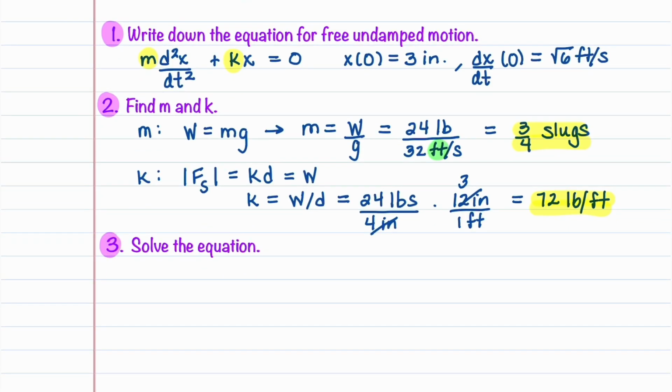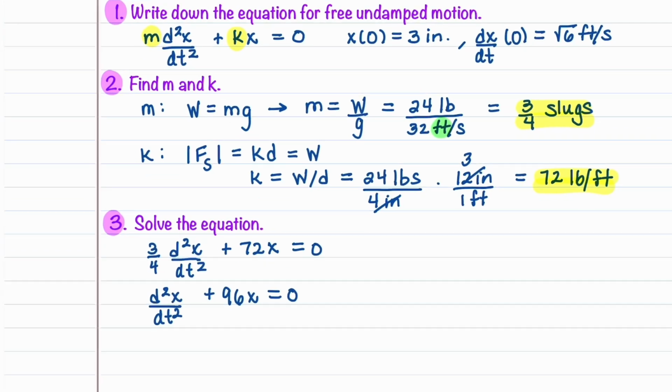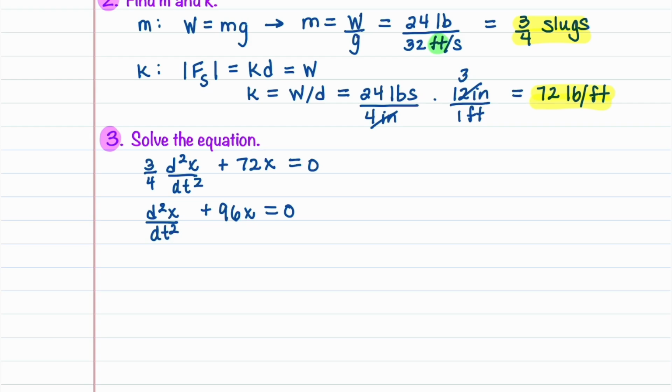What we have to do now is solve the equation. Let's begin by substituting the values that we just found for m and k into our equation. This gives us 3/4 d squared x dt squared plus k, which is 72, times x is equal to 0. Let's multiply everything by 4 and divide by 3, and that gives us d squared x dt squared plus 96x is equal to 0.